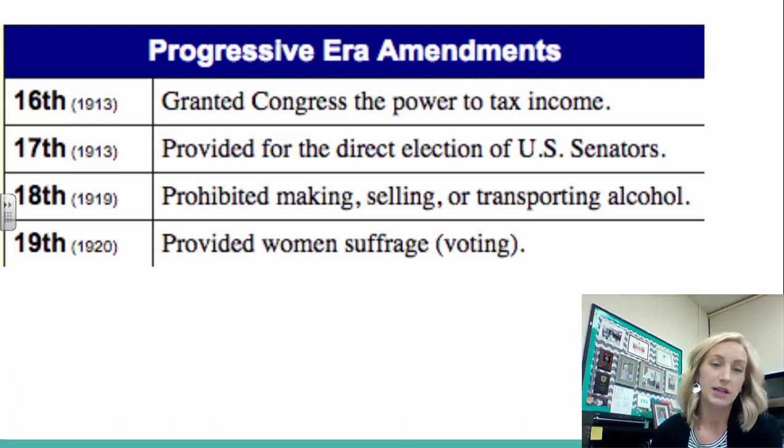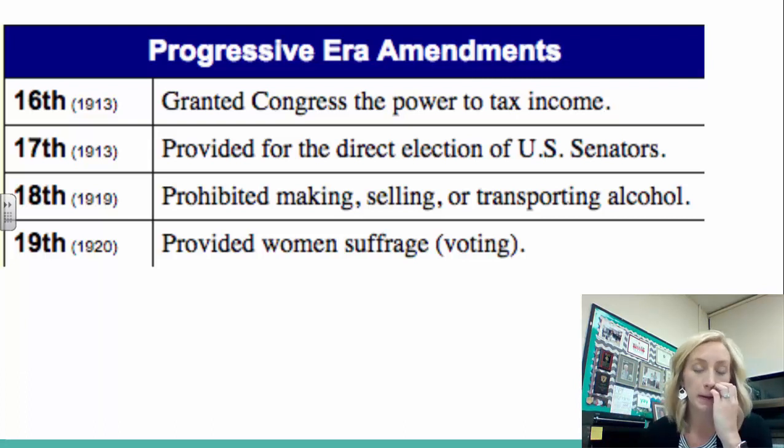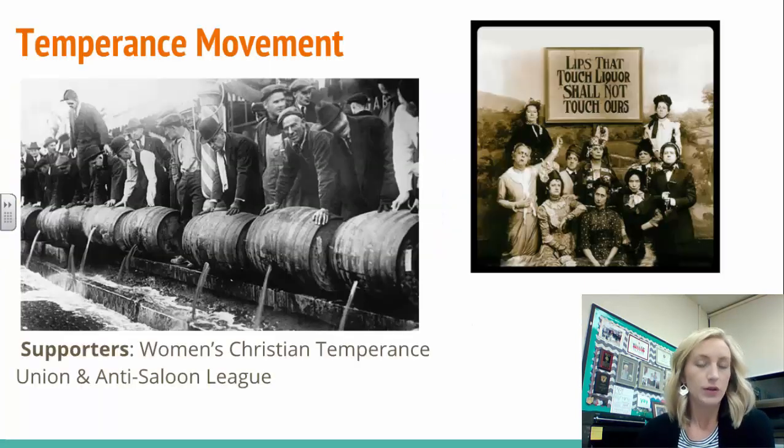The 18th Amendment in 1919 is prohibition. It prohibited making, selling, or transporting alcohol, which we'll talk about here in just a second. And finally, the 19th Amendment in 1920, which provided women's suffrage or women's right to vote, which we'll also talk about here in a minute. So let's start talking about these different amendments. The last 2, we'll focus on the 18th and 19th.